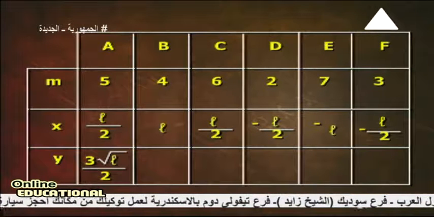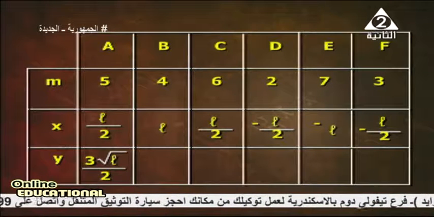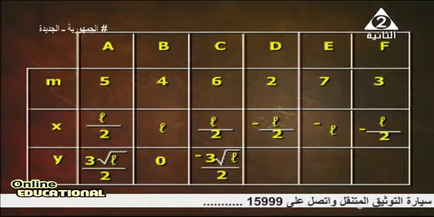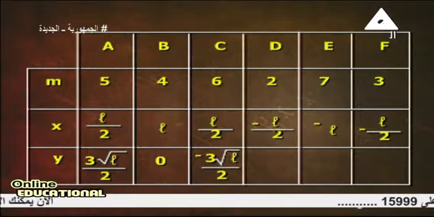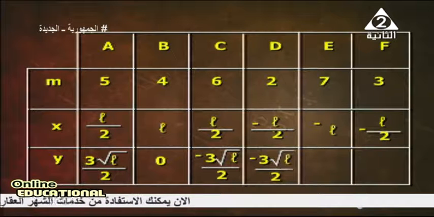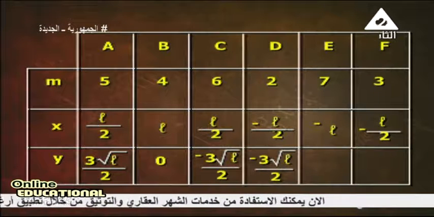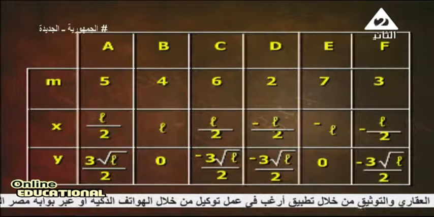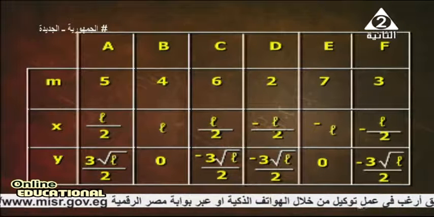Y coordinate at A is 3 root L over 2, 0 at B, negative 3 root L over 2 at C, negative 3 root L over 2 at D, 0 at E, and 3 root L over 2 at F.